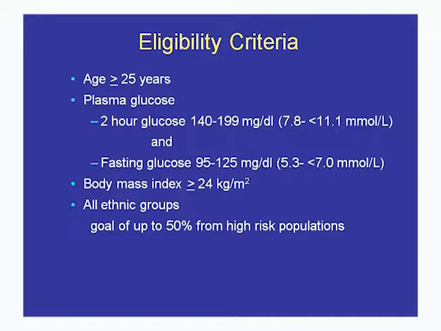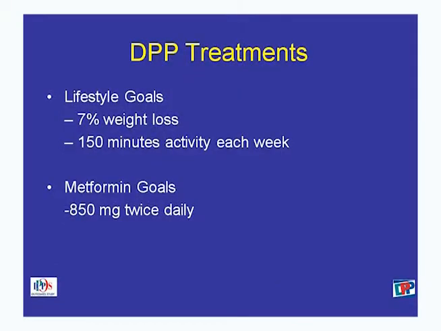And so what did they do? They took the people who met these criteria and they randomized them to 3 groups. One was a placebo group, so everybody got general lifestyle intervention, and then one group went into an intensive lifestyle program, and for the intensive lifestyle program, their goal was to reduce their weight by 7%, and we'll talk a little bit about that. And this was done through a change in diet, focused primarily on reducing fat intake in the diet, and increasing their level of activity to 150 minutes per week.